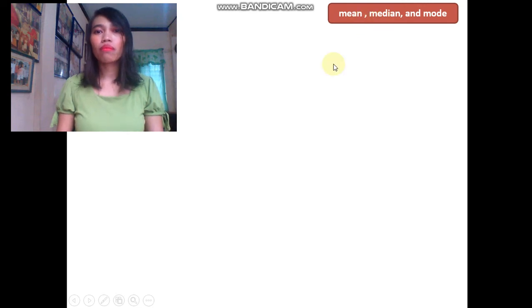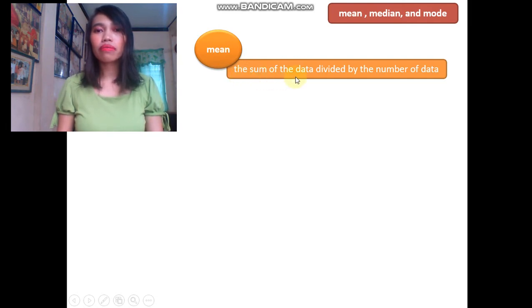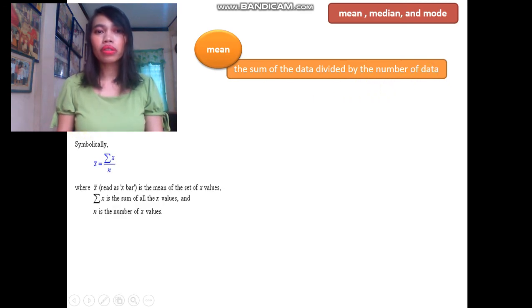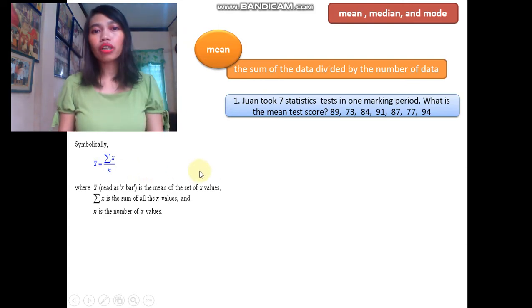Mean, median, and mode. So let's have mean first. Mean, by definition, is the sum of data divided by the number of data. So you have mean, the sum of all data values divided by the number of data values. This is how you represent it in an equation, where this symbol, read as x bar, is the mean of the set of x values, the summation of x is the sum of all x values, and n is the number of values. So the mean is the sum of all x values divided by the number of x values. So we have an example.